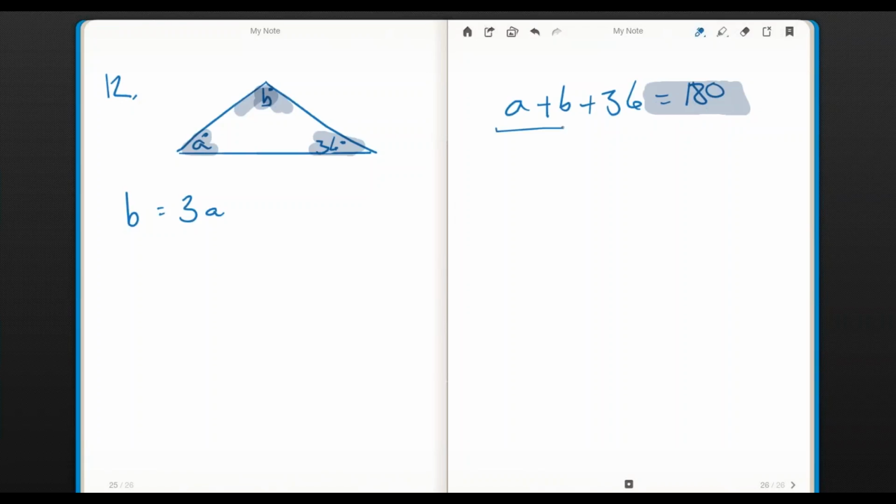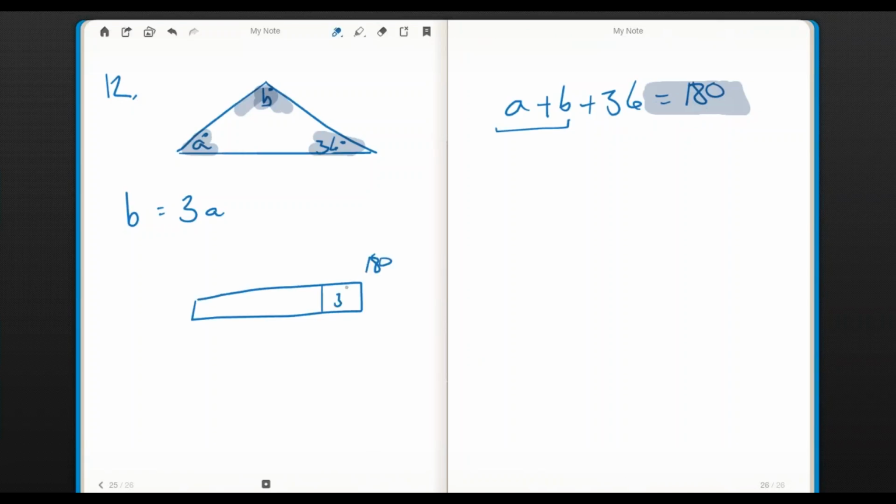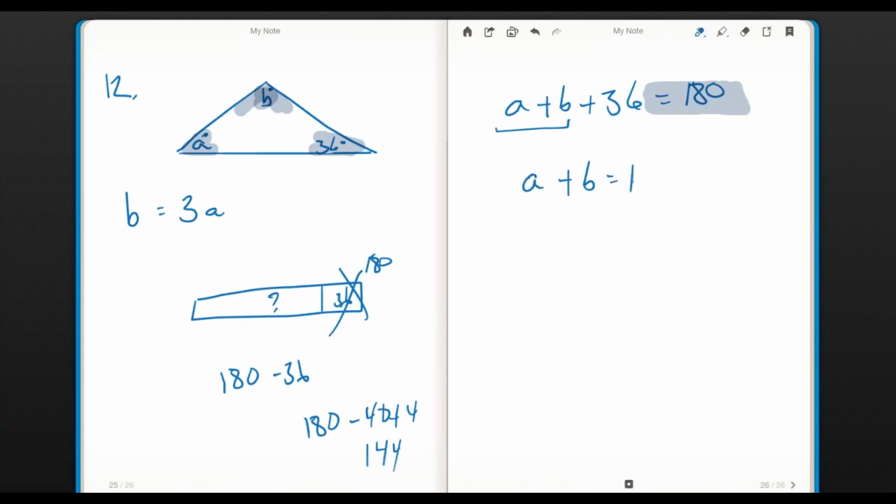Now, if this part added to 36 is 180, what is that number? Well, we could find that by taking 180 minus 36, which would be the same thing as taking 180, take away 40, and put 4 back. And so that would be 144. I now know that A and B together are 144. Well, that's good, but I'm not there yet.